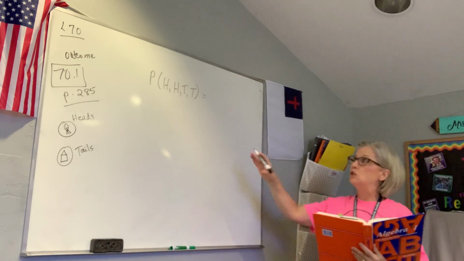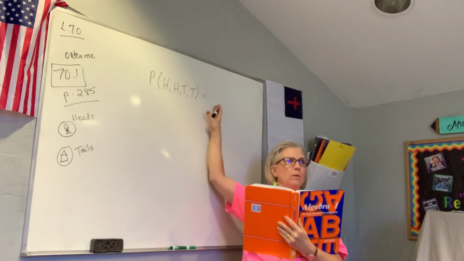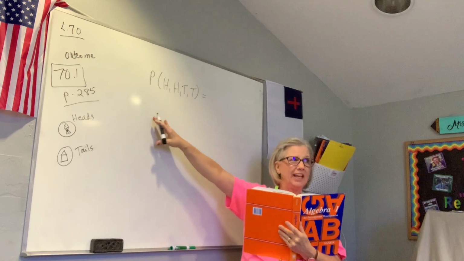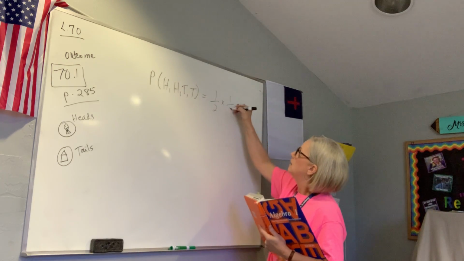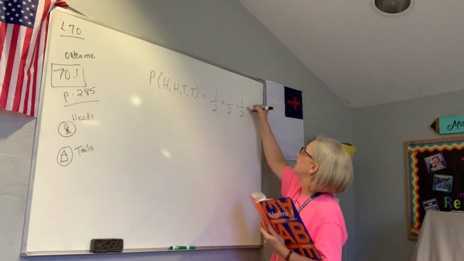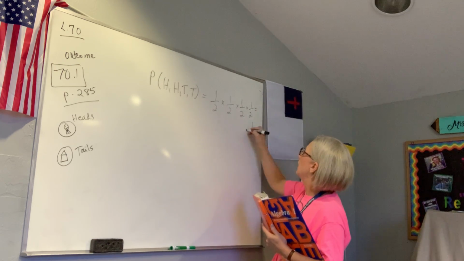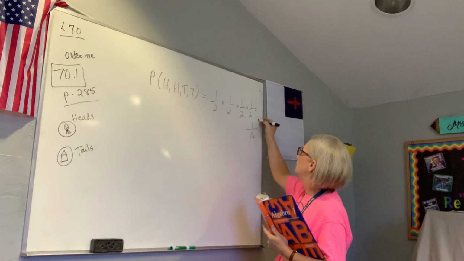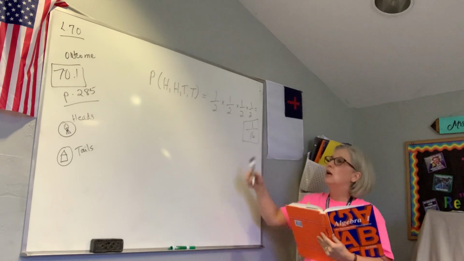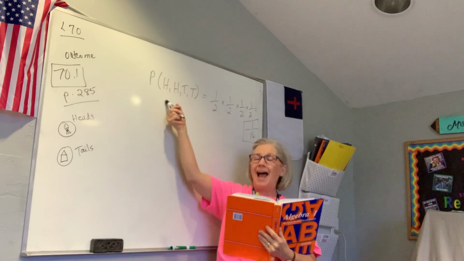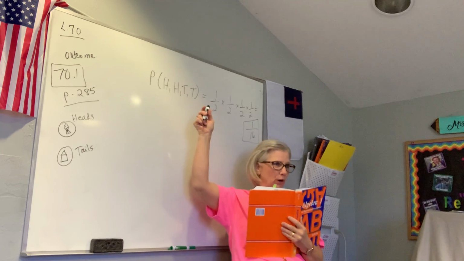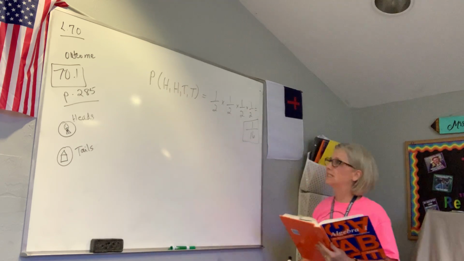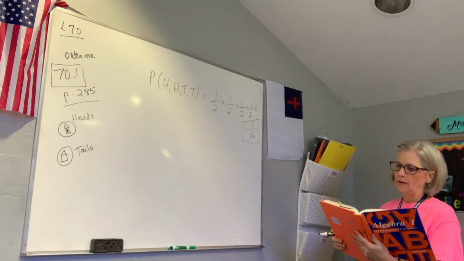All right, so for each one of these events, we're going to write what the probability is. So Arlie. 1/2 times 1/2 times 1/2 times 1/2. Exactly. And I get what, 1/16? 1 in 16 chances that I would actually flip this designated order. Okay? 1 in 16 chances.